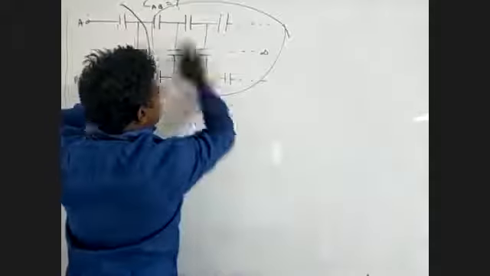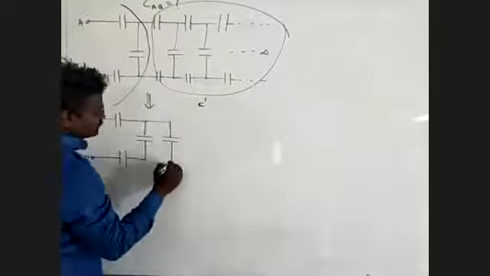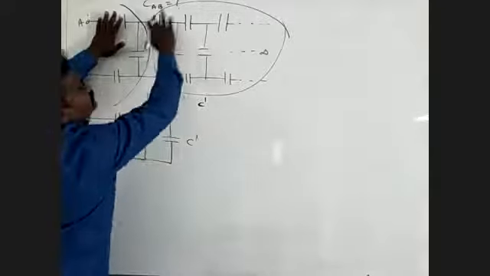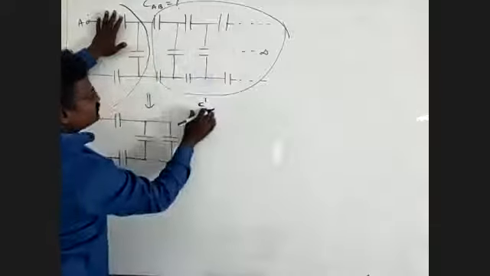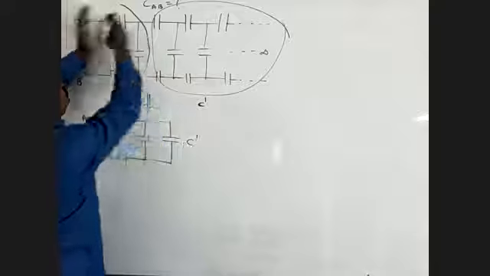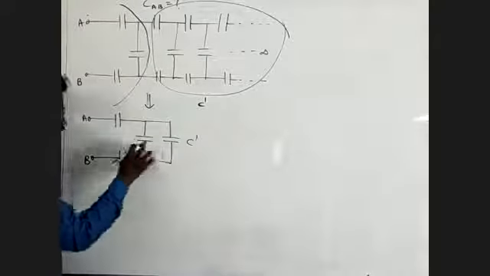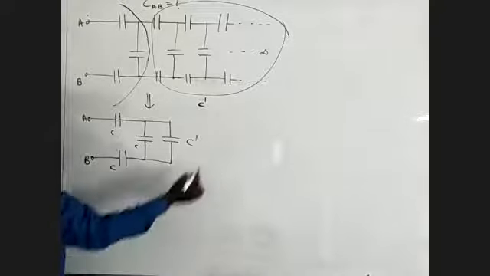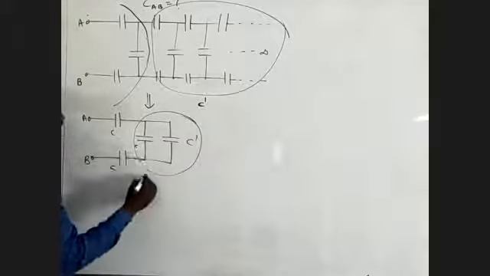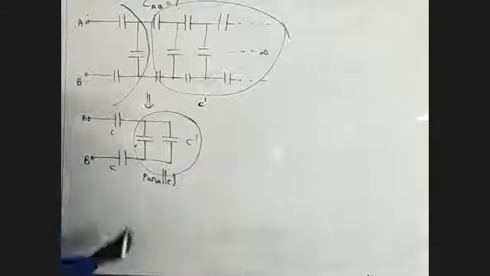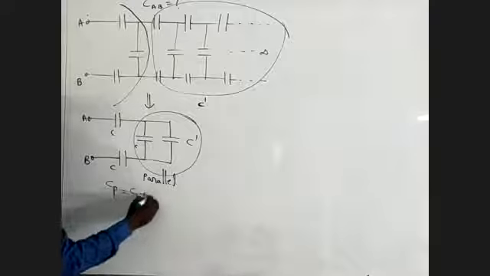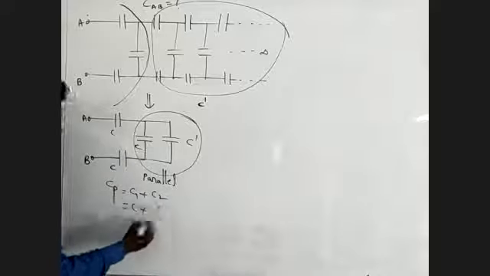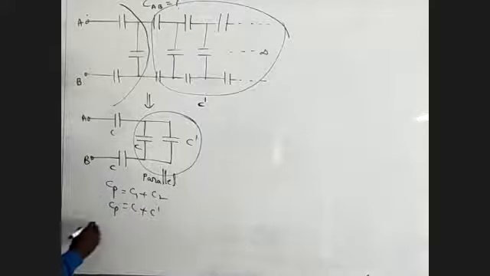Now this total system is considered as a single capacitor. That single capacitor is connected in parallel to this system, which is taken as the C dash capacitor. All are identical capacitors. Now these two are in parallel connection. For a parallel connection, C_P is equal to C1 plus C2. The C1 value is C, and the C2 value is C dash. This is the C_P value.